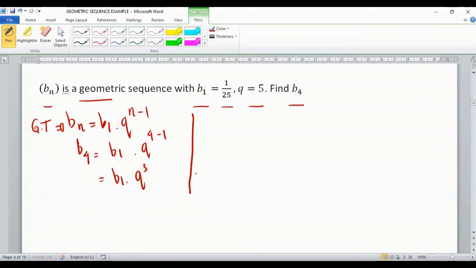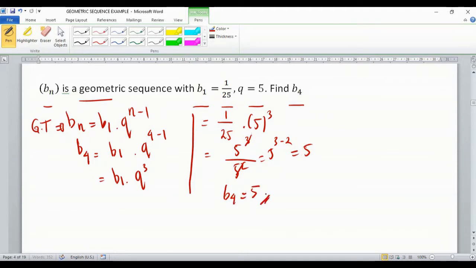So from here, we just need to substitute 1 over 25 times 5 to the power 3, right? So from here, because 25 is 5 squared, we cancel the powers: it's 5 to the power 3 minus 2, which equals 5. So B4, the fourth term, I mean, is 5, everyone.